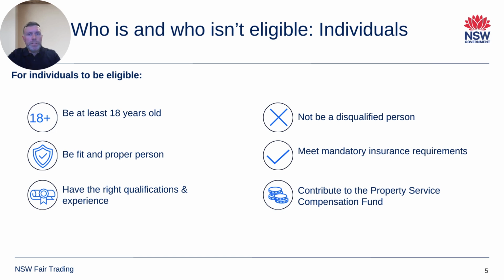Who is and who isn't eligible for individuals? Both individuals and corporations can be eligible to apply for and hold a conveyancer's license. For individuals, to be eligible, they must be at least 18 years old, be a fit and proper person to hold a license, hold appropriate qualifications and experience, not be a disqualified person, be insured under an approved policy of professional indemnity insurance, and contribute to the Property Services Compensation Fund, which is paid with the license application fee.